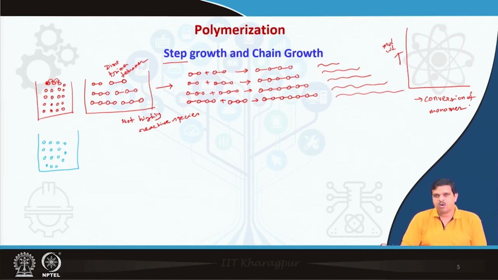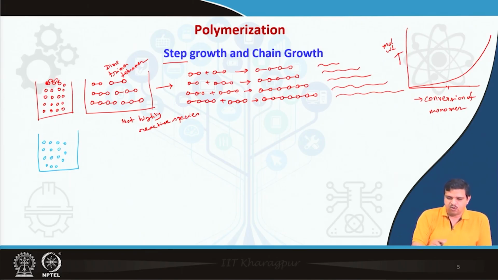So, what kind of trend will you get? You will basically get a trend like this one. That means you will see it is quite a slow process, and at a particular time, let us say at this time, you will get quite low molecular weight polymer, where you also see the conversion of the monomer is quite slow. So, this is called step growth polymerization. Okay.